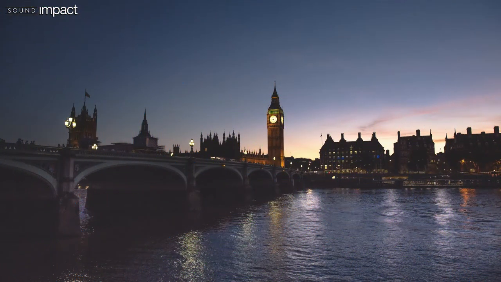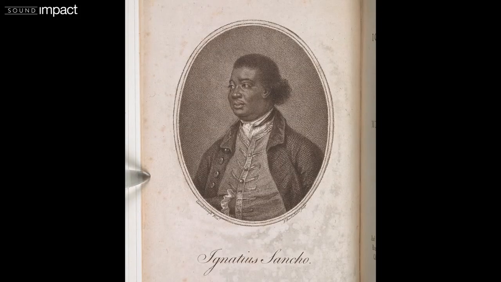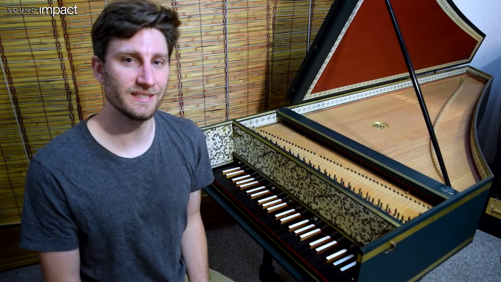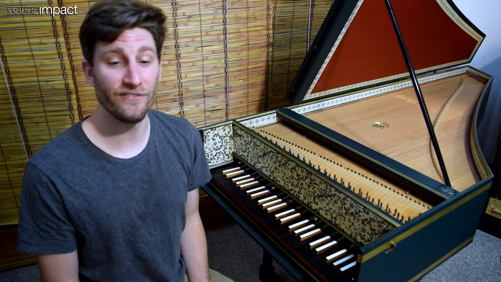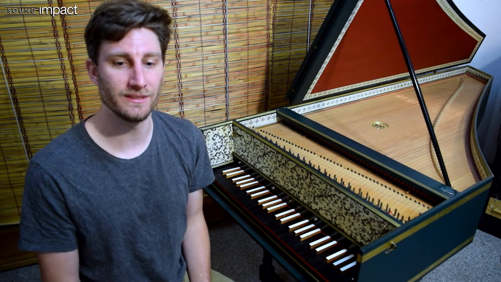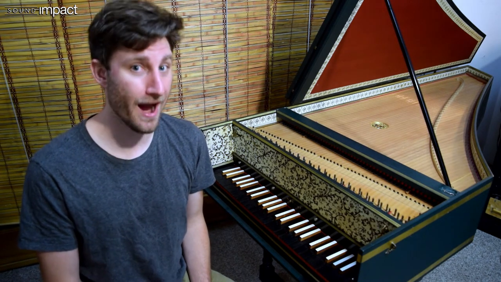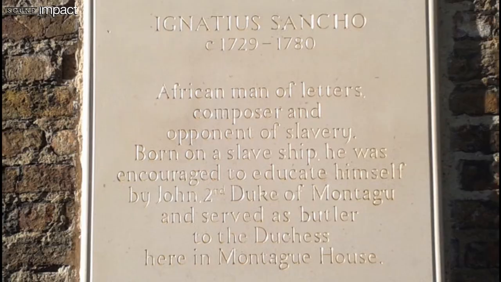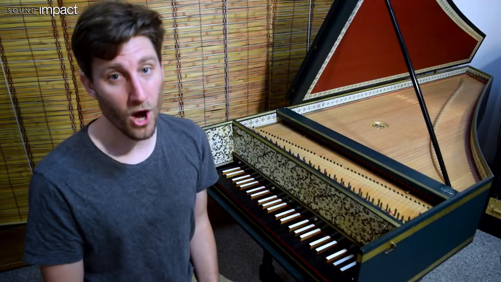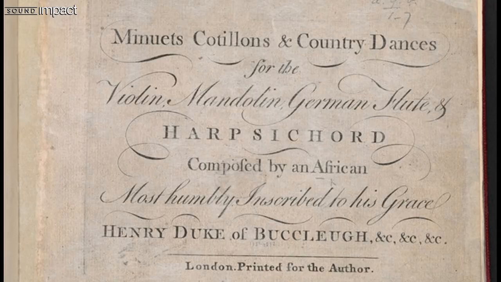We've landed in London in the year 1745 to meet the British composer, writer, and actor Charles Ignatius Sancho. Charles Ignatius Sancho was born around 1729 and gained fame in his time because he was the symbol of the humanity of Africans. He was one of the earliest people to write about African slavery in the English language. Now I'll play you one of his harpsichord compositions.